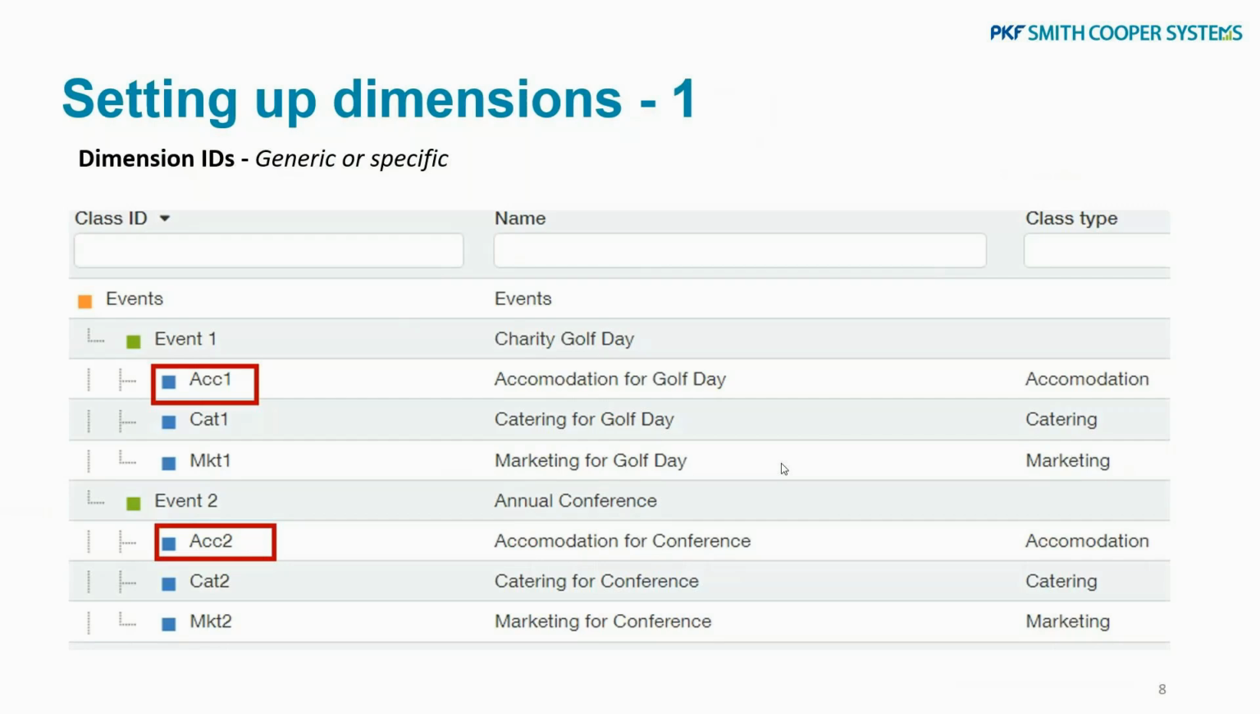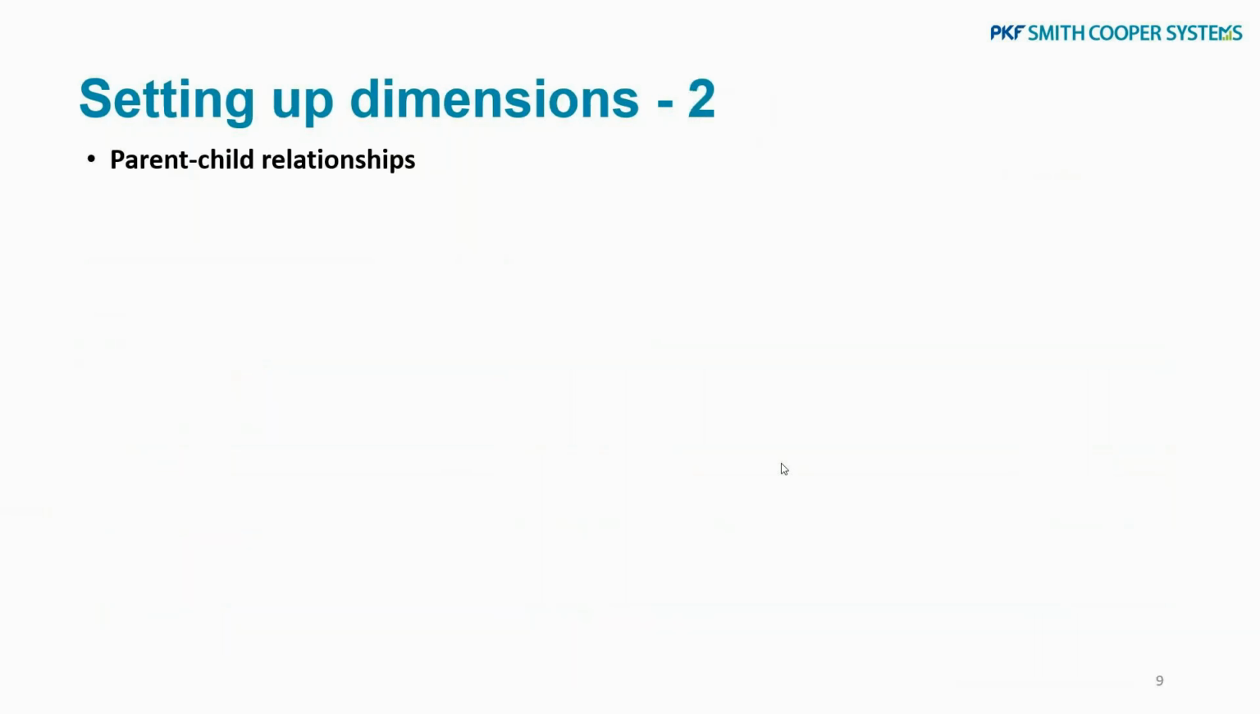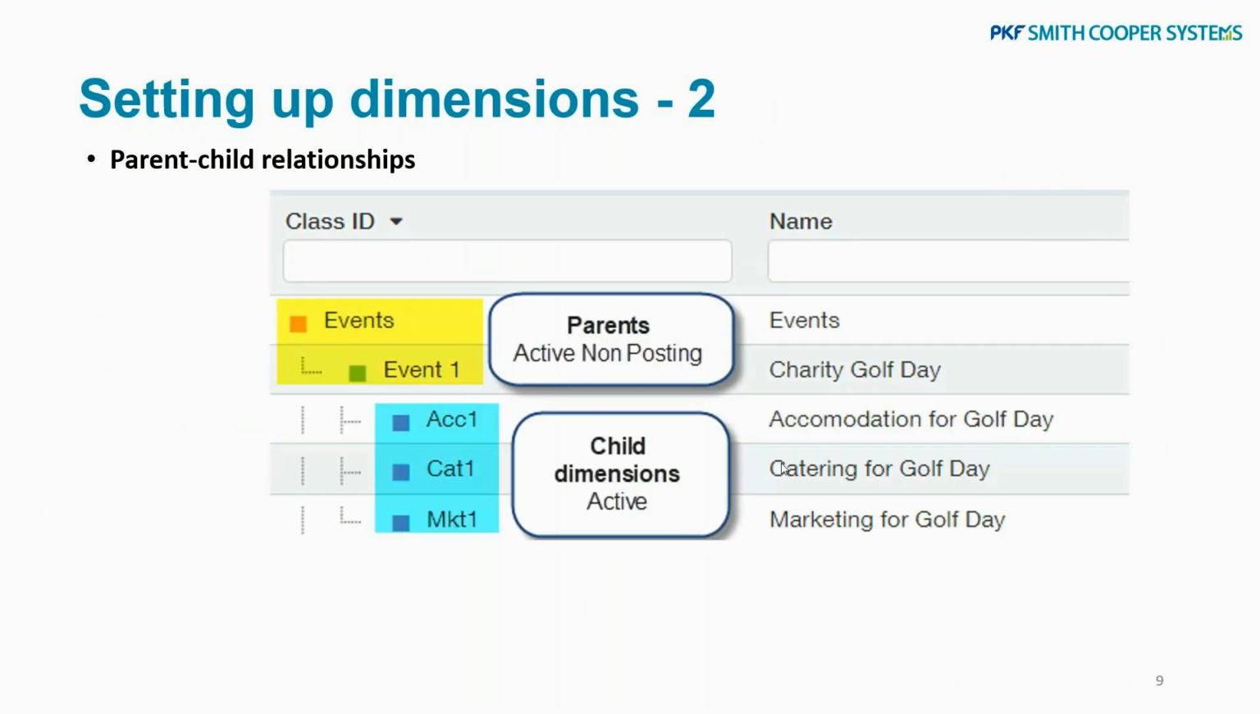Sorry, I'll just pop back to that quickly. And that's in line with the event that I've set up. So I've got an event 1, and then I've got a double C1 for accommodation, and so on. But we've done this to allow us to enable what we call parent-child relationships between the dimensions. This allows us to say, have a hierarchy of dimensions.